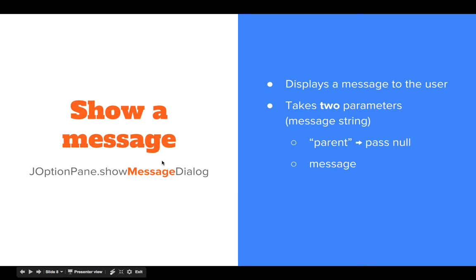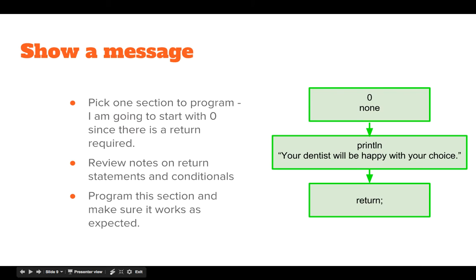The next option is just to show a message. So sometimes you just want something to display on the screen. And again, it's the JOptionPane.show, and then the message word is different, and then the dialog. And this is just going to display to the user. There's two parameters that come in. So the first, you just pass null, and then you have your message that you're going to be sending.